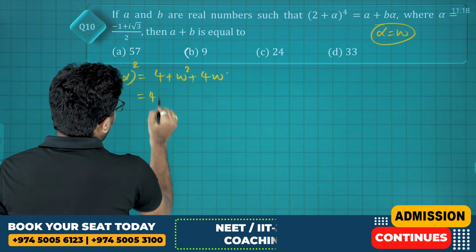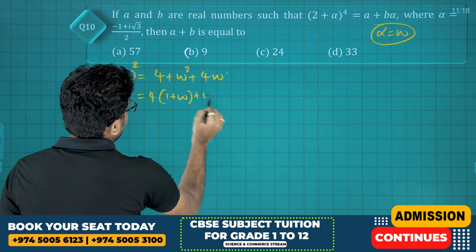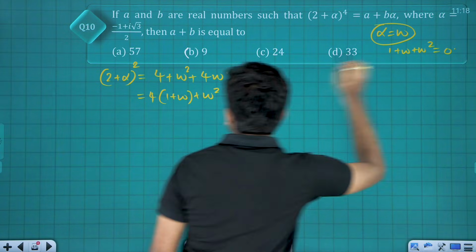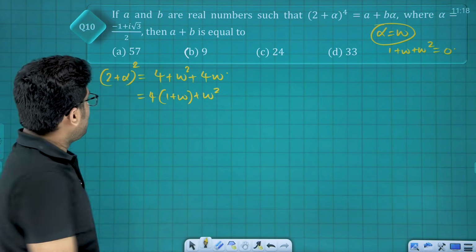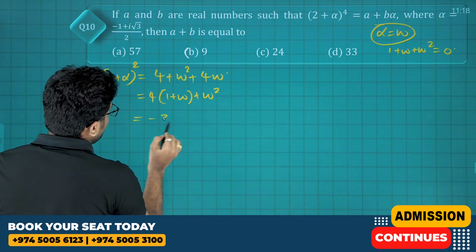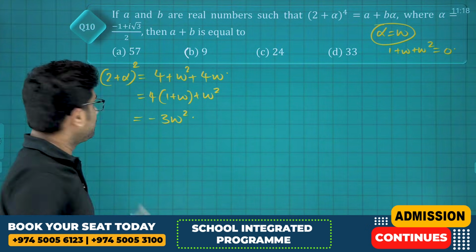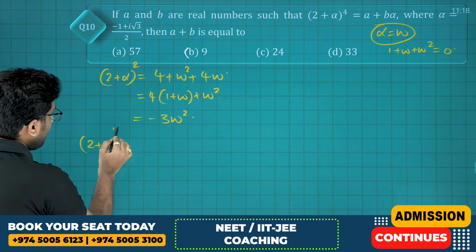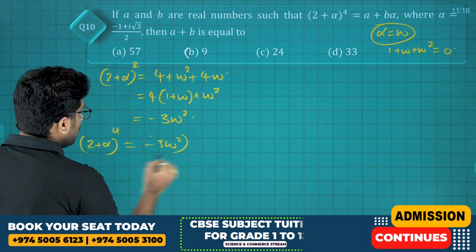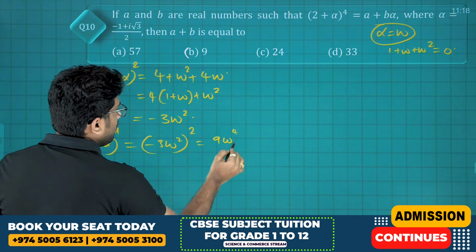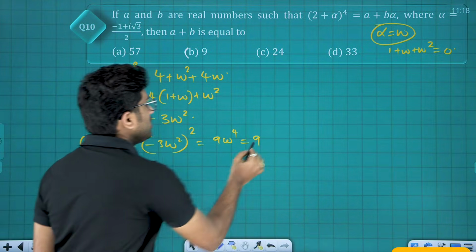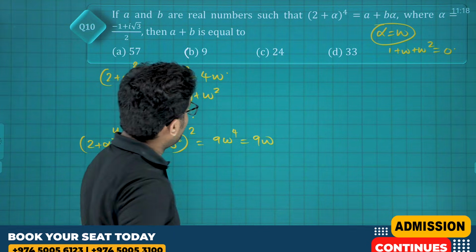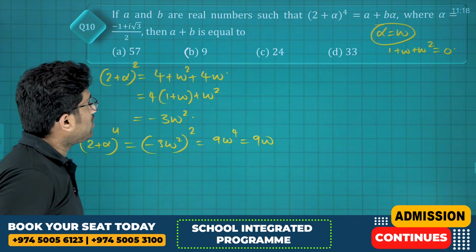If you take 4 common, we get 1 plus omega square. We already know 1 plus omega plus omega square is equal to 0, so 1 plus omega is minus omega square. Now minus 4 omega square plus omega square will be minus 3 omega square. That's it. Now (2 plus alpha) whole power 4 is nothing but (minus 3 omega square) whole square. So 9 into omega power 4, and omega power 4 is just omega, because omega cube is 1. So this value is just 9 omega now.